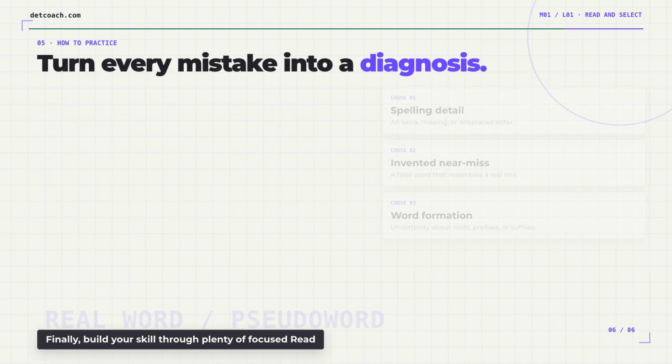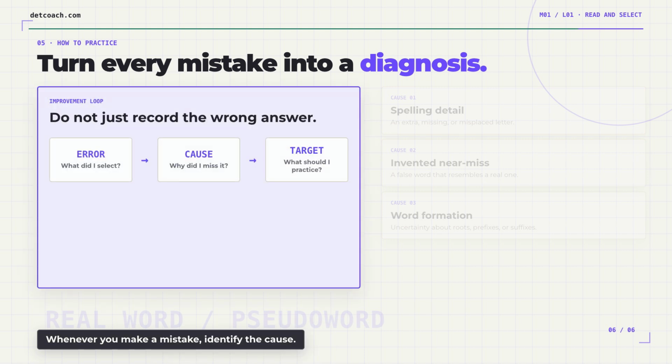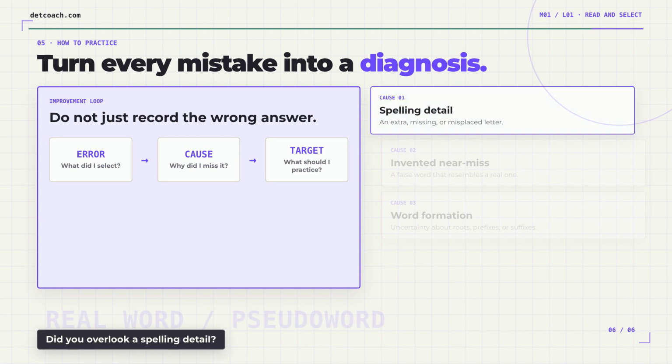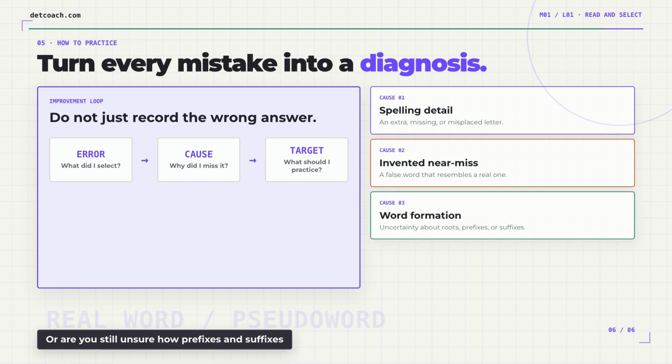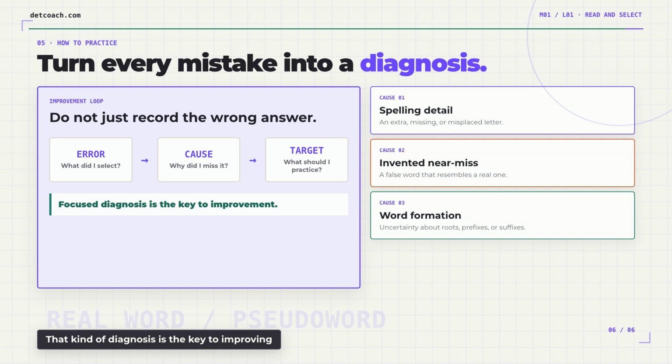Finally, build your skill through plenty of focused Read and Select practice. Whenever you make a mistake, identify the cause. Did you overlook a spelling detail? Did you mistake a similar-looking invented word for a real one? Or are you still unsure how prefixes and suffixes combine to form valid words? That kind of diagnosis is the key to improving your performance on Read and Select.